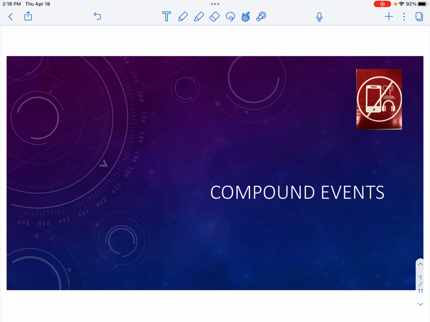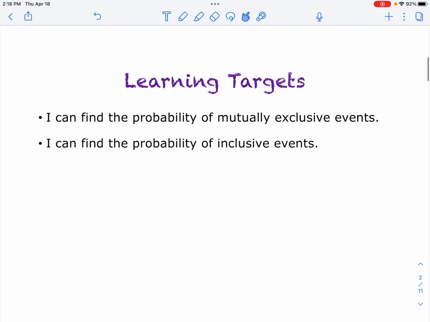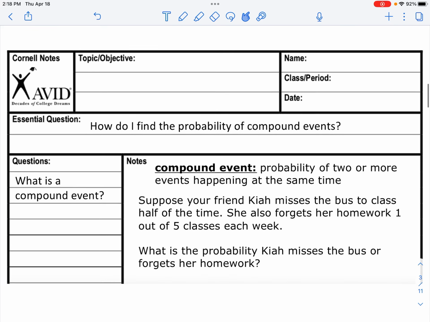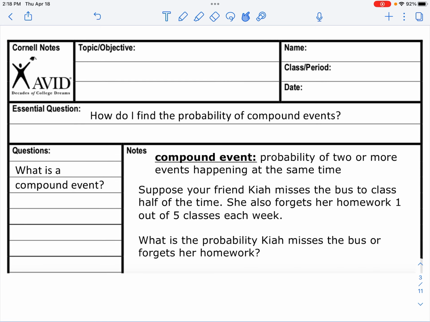Okay, so our last lesson in our probability unit is on compound events, which is a little bit trickier. Okay, what is a compound event? A compound event simply is the probability of two or more events happening at the same time. So your big word that you're going to look for will be the word "or" here. In the previous lesson, it was the word "and."